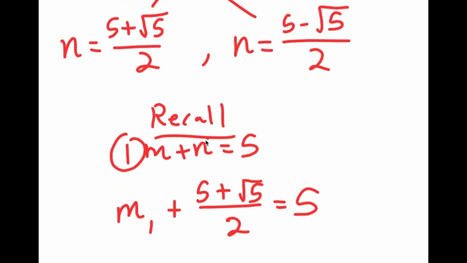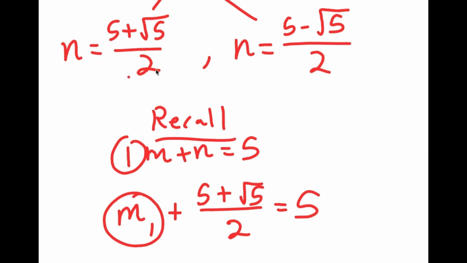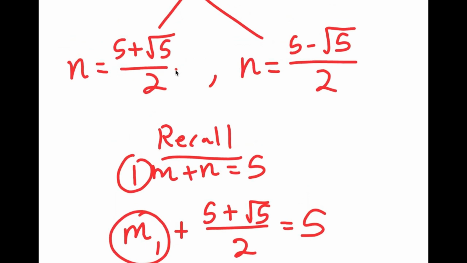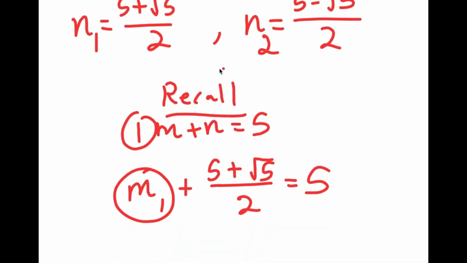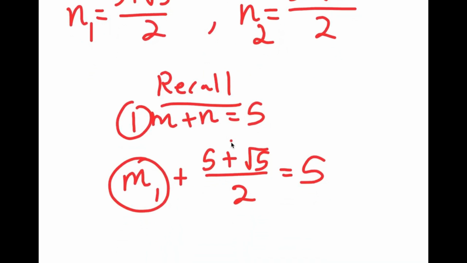Because remember, in this particular system of equations, I can have two solutions. So m of 1, there's also an m of 2, because n has two solutions, meaning there's going to be two different solutions for the actual system of equations. So we can say that this is n of 1 and this is n of 2. So for n of 1, respectively, I get m of 1.